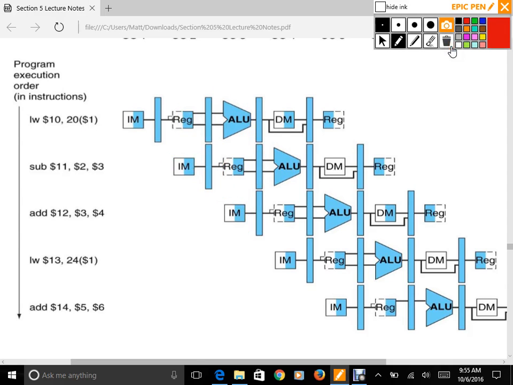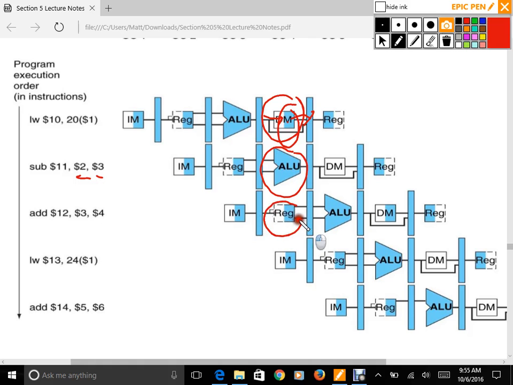At the fourth clock cycle, the load word has now obtained the address of the pointer, is getting the value from data memory and putting it on this buffer. At that same time, the arithmetic logic unit is being used to perform the subtraction of S2 minus S3.